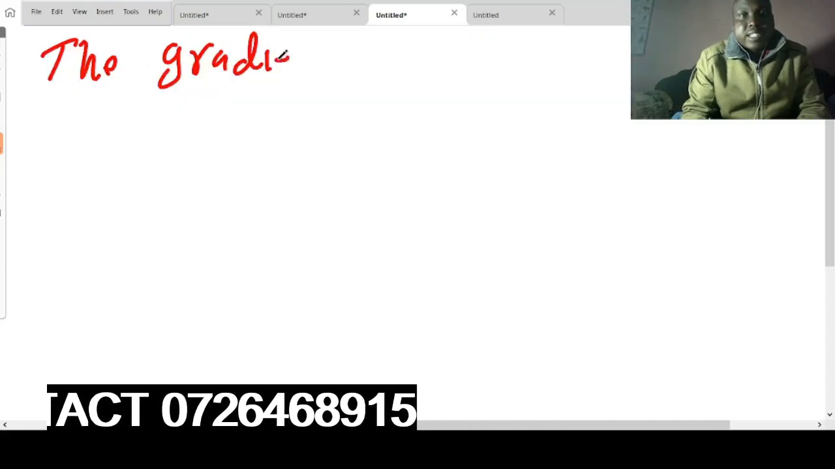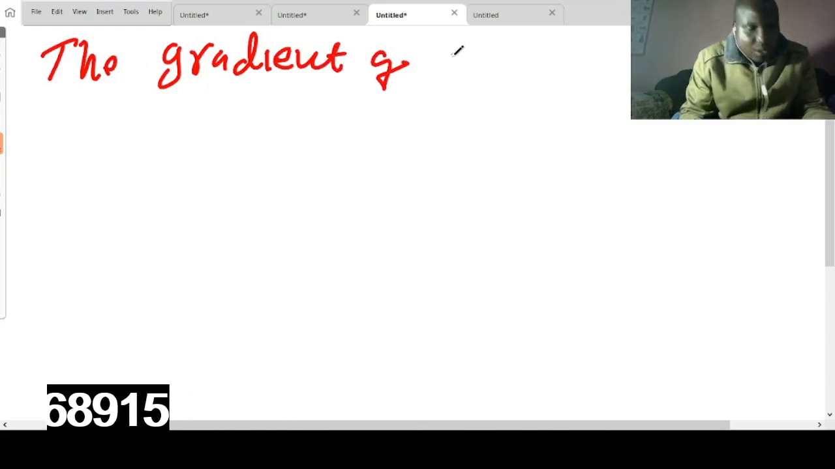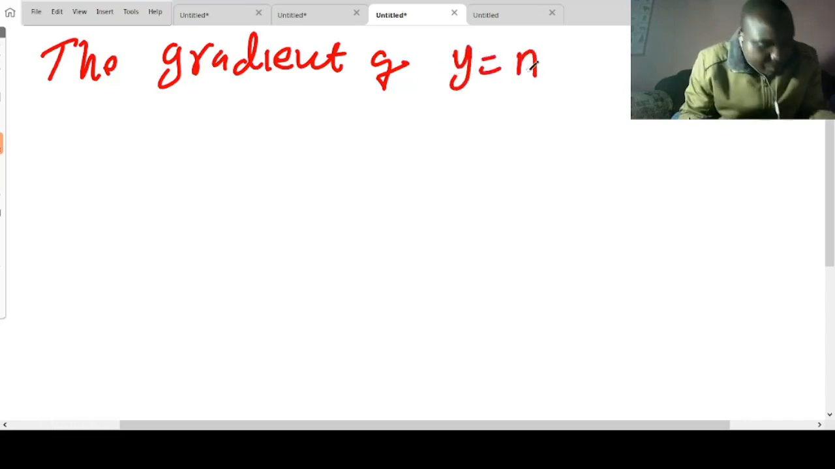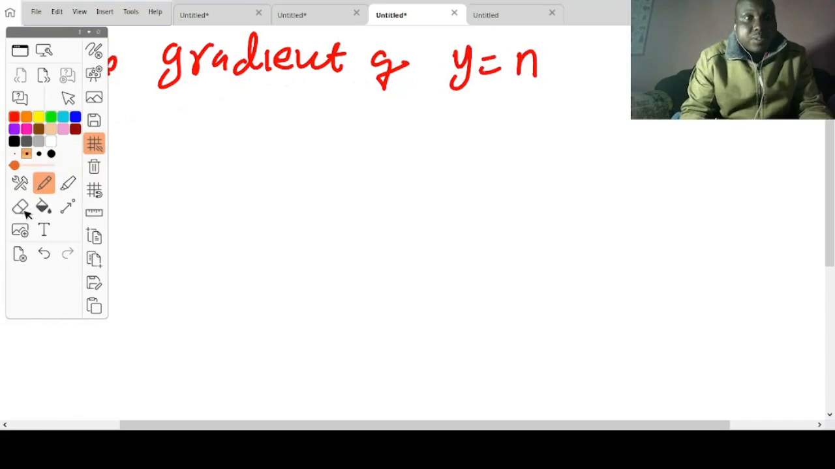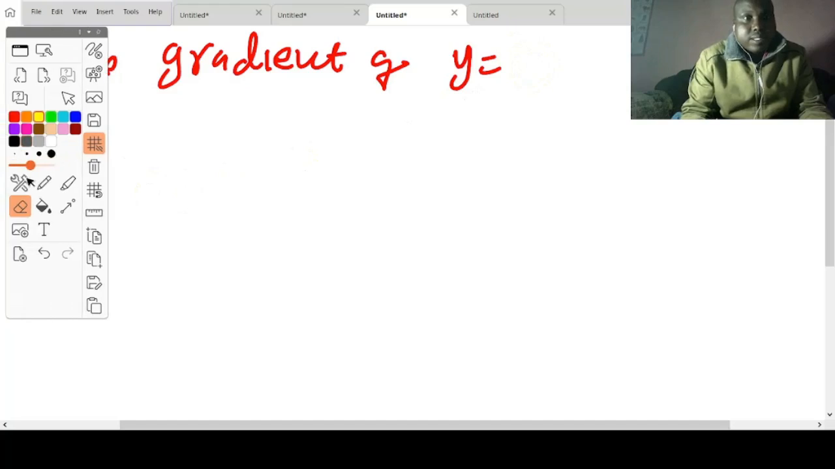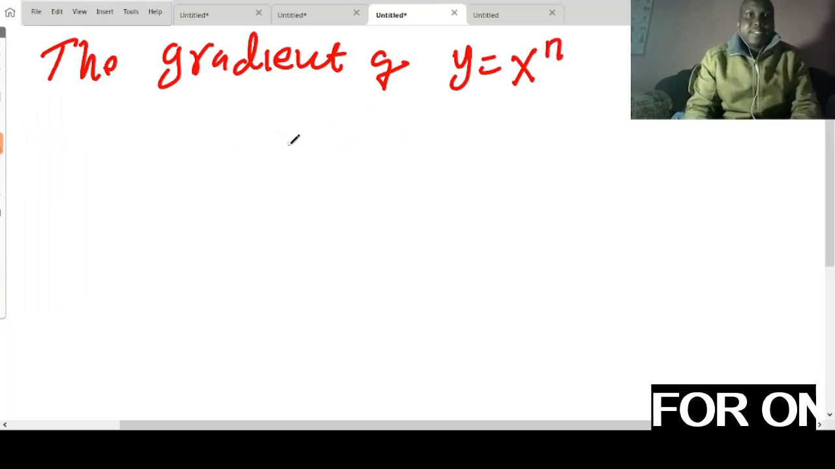The gradient of y is equal to x raised to power n. The gradient of y is equal to x raised to power n.